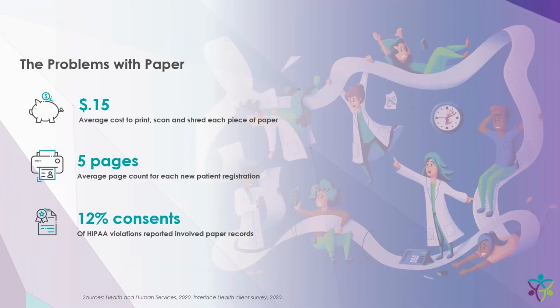So let's talk about the problems and the costs with paper. We've compiled average national costs for printing, scanning, and shredding at 15 cents per page. And registration page length can vary, but the national average is 5 pages for a registration packet. So you can see how that could quickly add up for every patient you're registering. And then additionally, paper consents can lead to a lot of errors. 12% of HIPAA violations in the last couple of years have involved paper records and the manual errors on those.